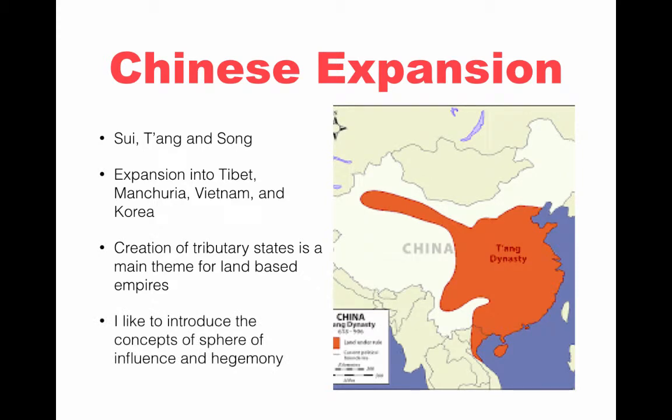I also like to introduce the concepts of sphere of influence and hegemony. These concepts mean that one empire or one dynasty, or today one nation state, has a huge amount of influence over a particular region of the world. So this allows us to bring in that concept for this time period, but it will also influence future time periods as well.